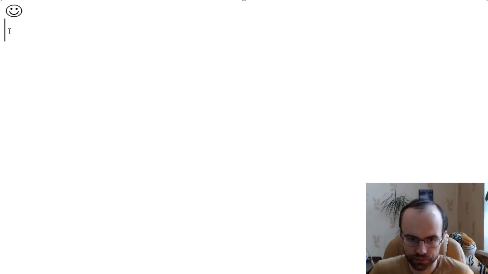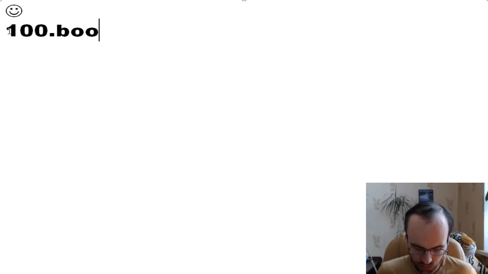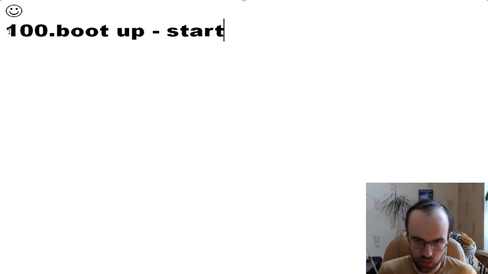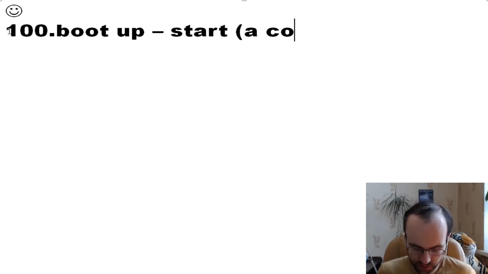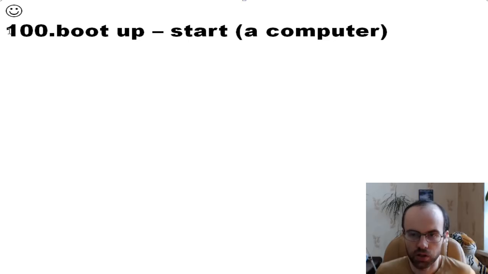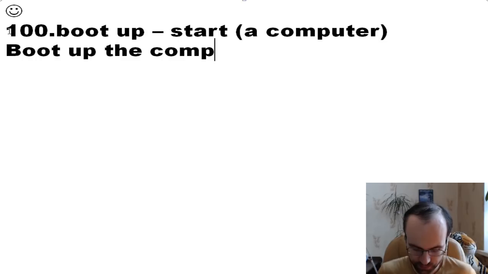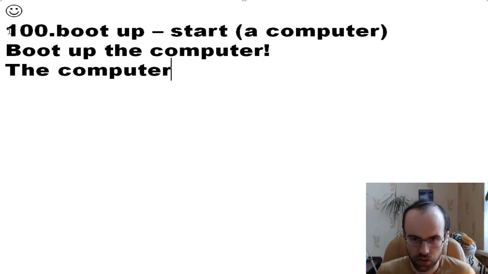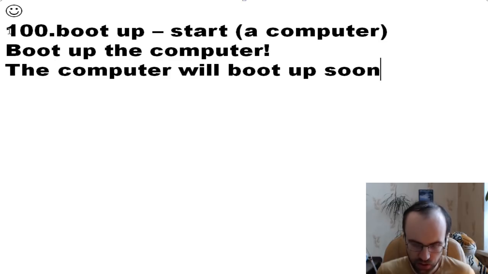Boot up. Start. It's usually about a computer. So boot up the computer. Or the computer will boot up soon. So it's possible to say boot up something, or the computer will boot up soon. It will be ready for work soon.